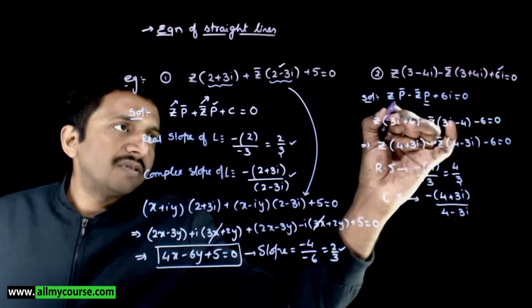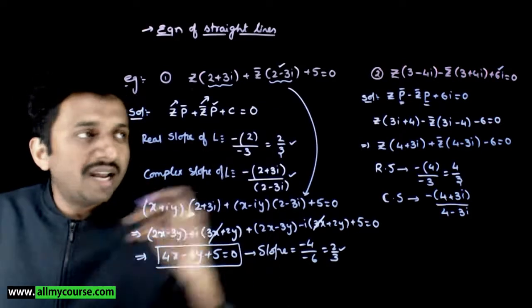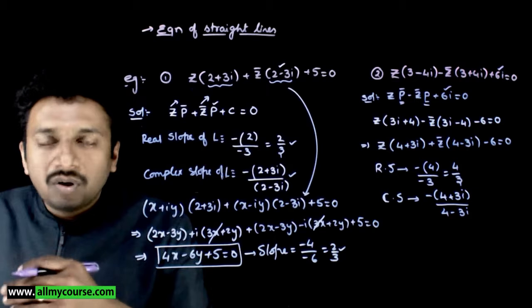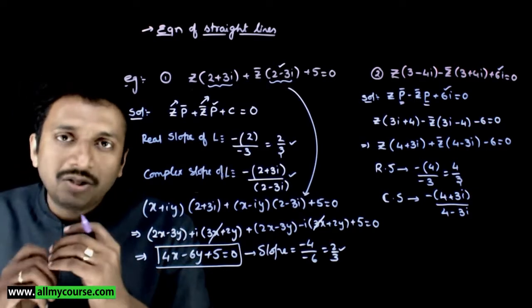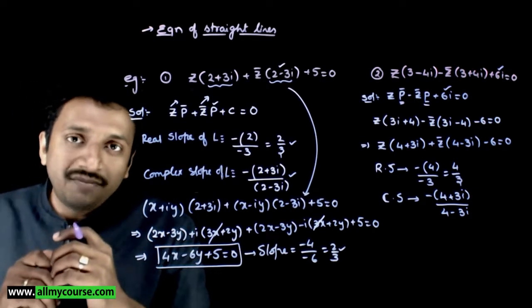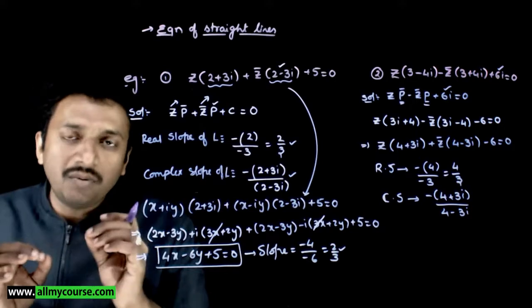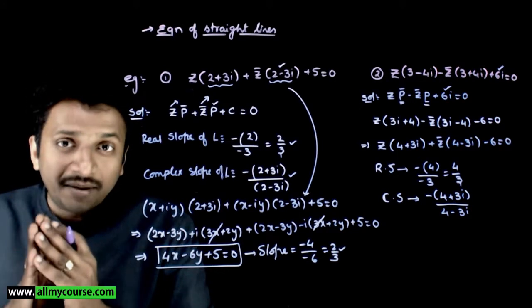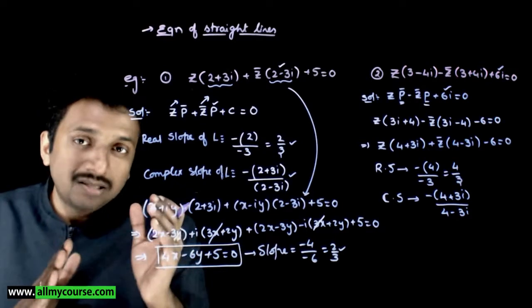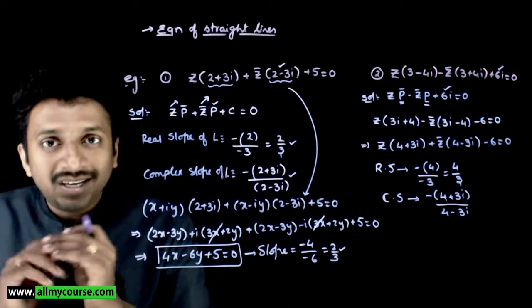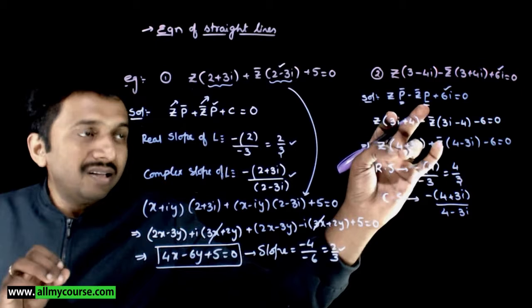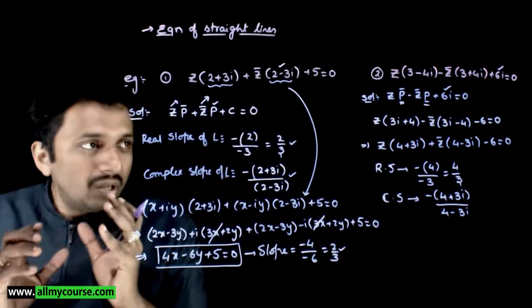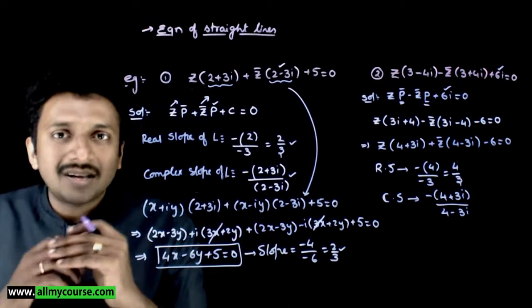And the second important thing that you need to understand is that the slope of the line only depends on these complex numbers. The slope of the line does not depend on the constant term, similar to what we have in coordinate geometry. In coordinate geometry also, the slope only depends on the x coefficient and y coefficient. So here also, the slope of the line, whether it is the real slope or the complex slope, depends only on the numbers p and p bar. So once you note these two points, let us go forward.